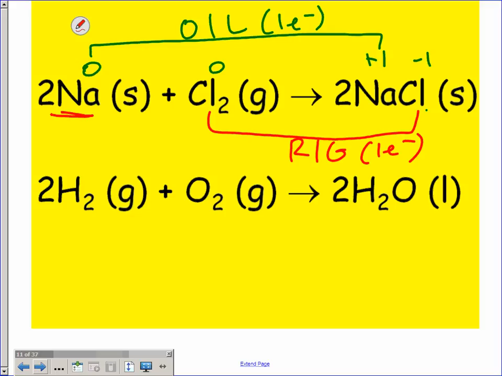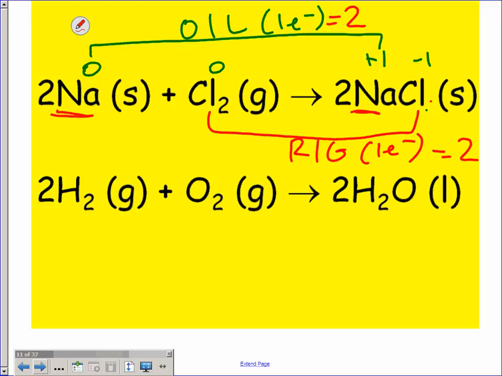We have 2 sodiums forming 2 sodiums. So total, how many electrons were lost? 2, because each sodium lost 1. So the oxidation state's correct. Each sodium lost 1 electron, but overall there's 2 of them, so 2 electrons were truly lost. Where do those 2 electrons go? To the 2 chlorines. 2 chlorines, each with an oxidation state of 0, each of which has a -1. There's truly 2 electrons gained in that example as well.